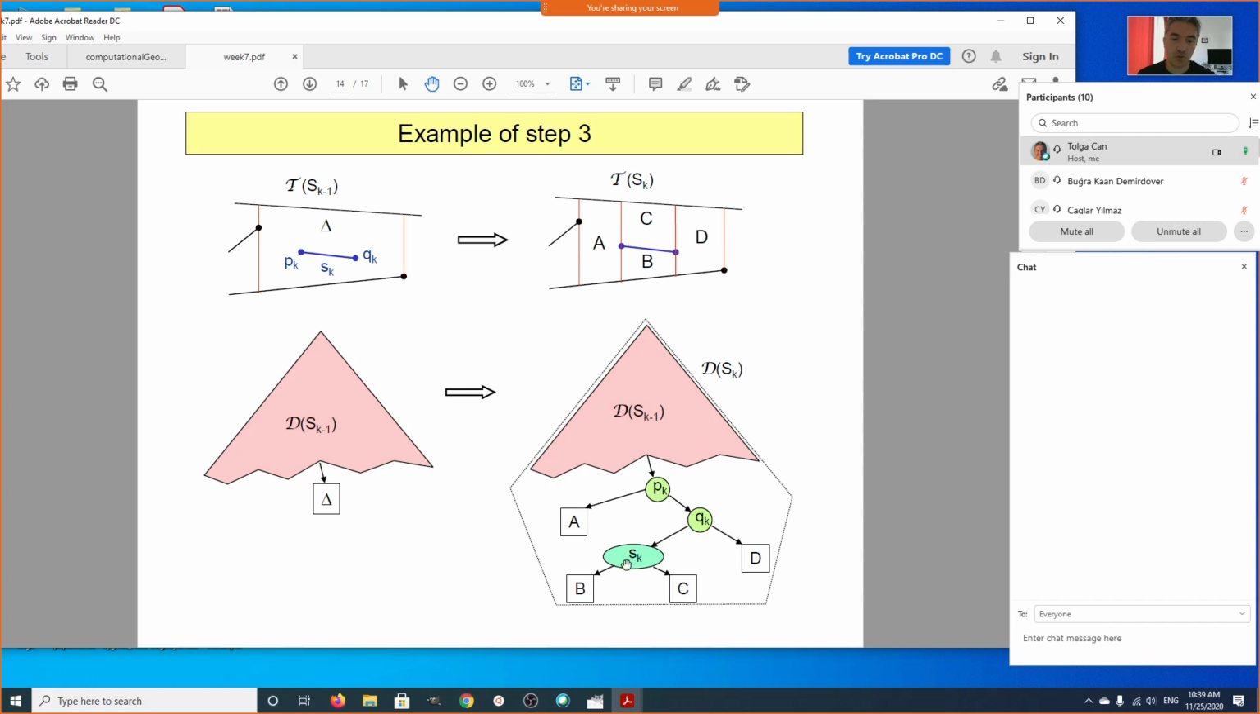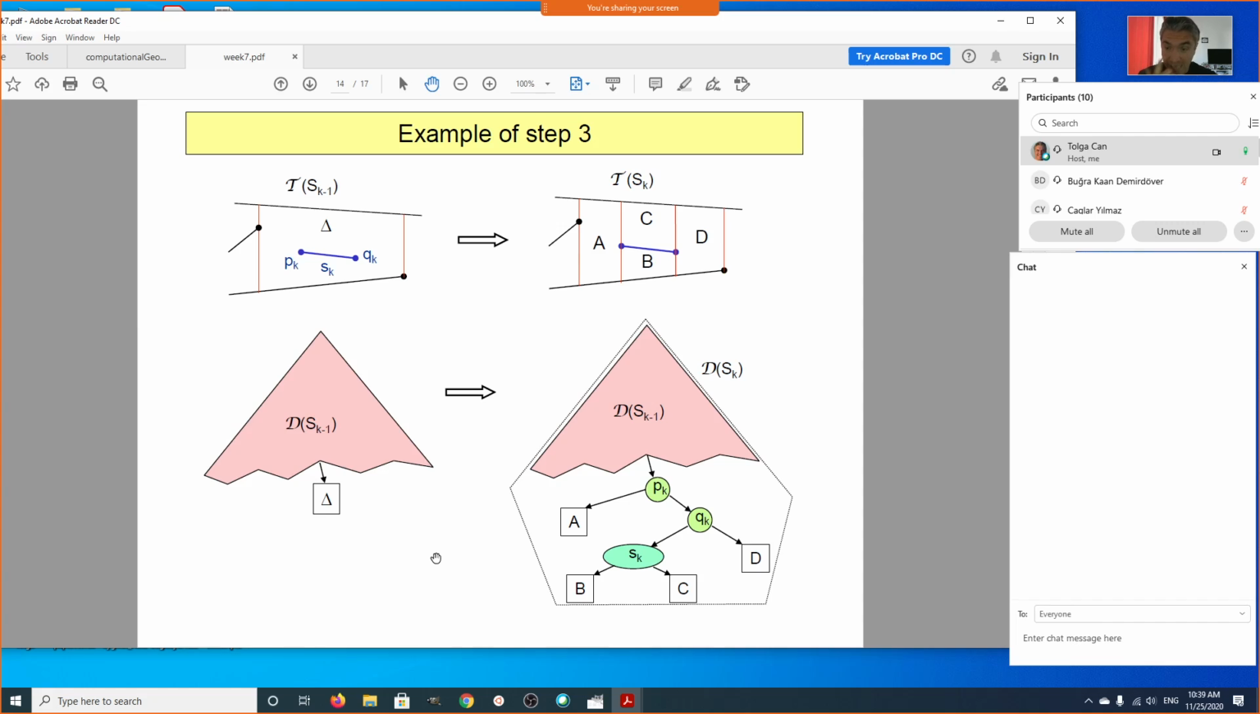This SK is used to distinguish between B and C. P and Q are used to distinguish between A and D, as you can see. It becomes like a decision tree type of thing that we insert. We insert in total 7 new nodes, 4 of them leaf nodes and 3 of them intermediate nodes, for a single trapezoid.